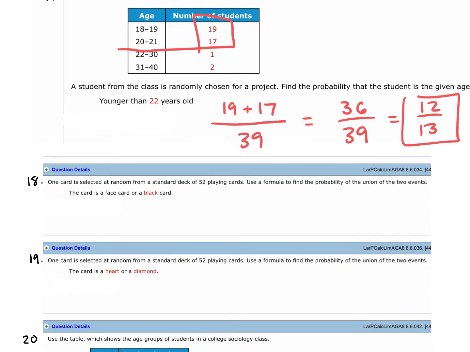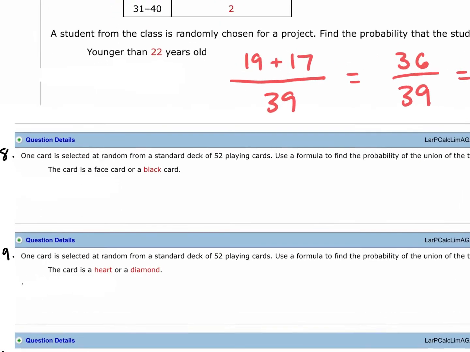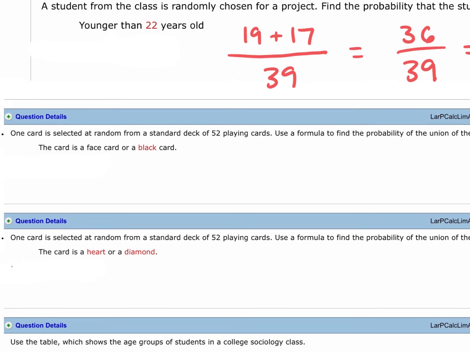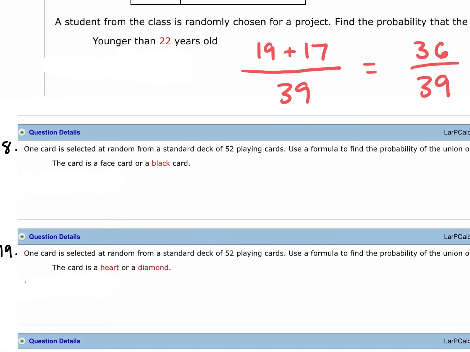One card is selected at random from a standard deck of 52 playing cards. Use a formula to find the probability of the union of the 2 events. So the card is a face card or a black card. So how many face cards do I have? 12. That's a Jack, King, and Queen in all 4 suits. So 12 out of 52.